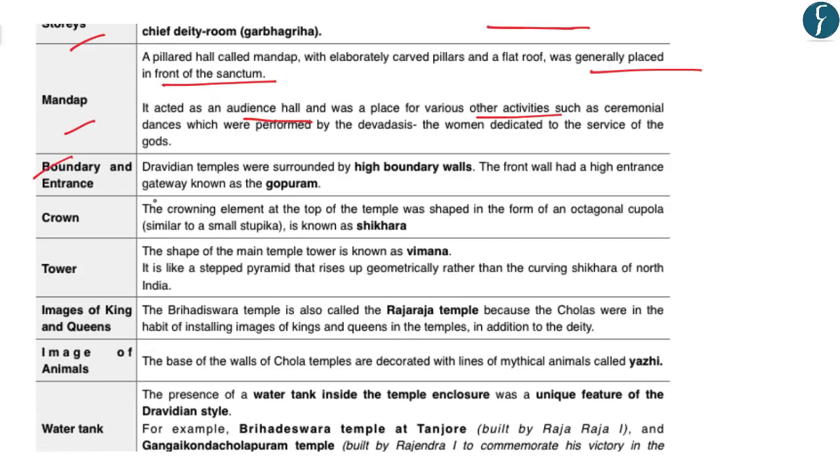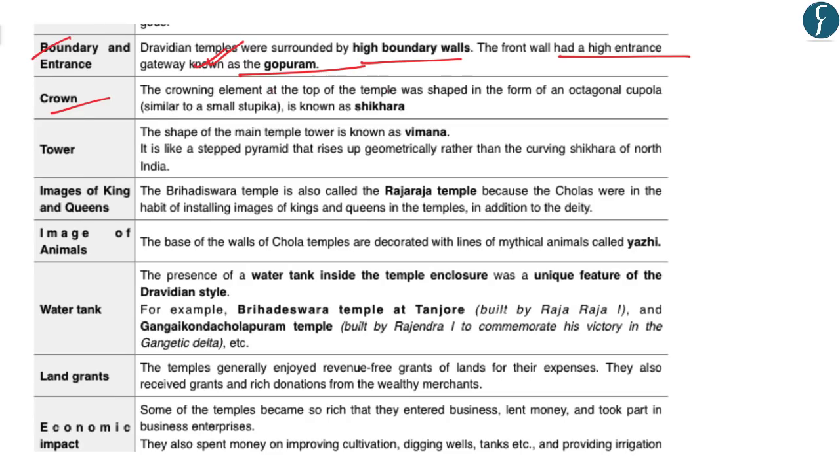It then talks about boundary and entrance. Dravidian temples were surrounded by high boundary walls. The front wall had a high entrance gateway known as Gopuram. This is very important piece of information. Then the crown. The crowning element at the top of the temple was shaped in the form of octagonal cupola known as Shikhar.